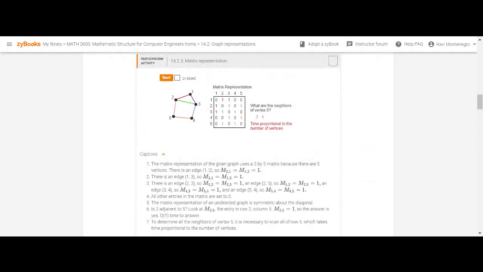So a lot of graph operations can be done by using matrices. And that's why, like I said earlier, the matrix form of a graph can often be useful. The downside is when the graph has a lot of vertices, this can get out of hand.